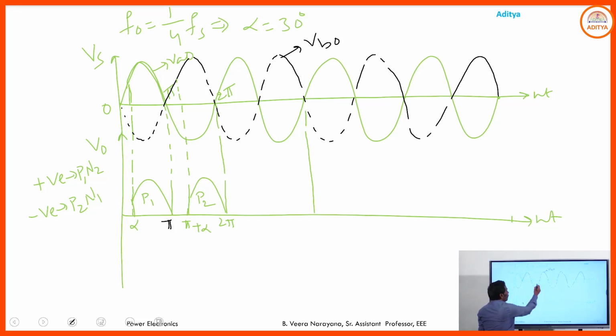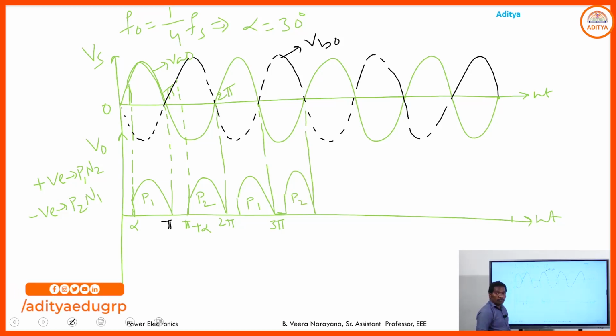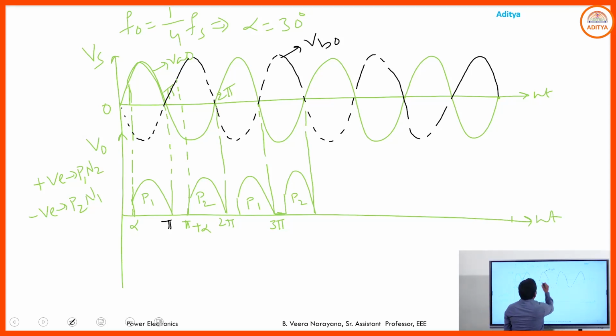And again from 2 pi to 3 pi, we have the positive half cycle corresponding to P1, N2. So at 2 pi plus alpha, we provide the gate pulse to P1. Similarly 3 pi plus alpha to 4 pi, P2. In this manner, we are able to collect the positive output voltage in the output voltage waveform for F0 equals 1 by 4 Fs. And here this is 3 pi and 4 pi.